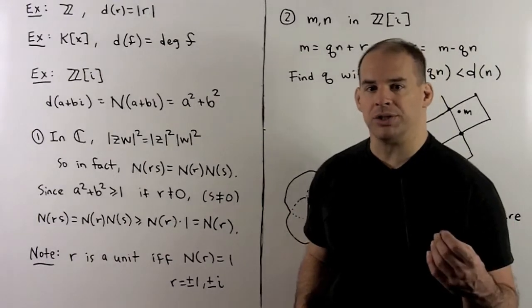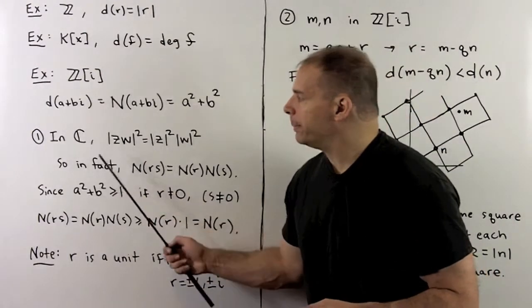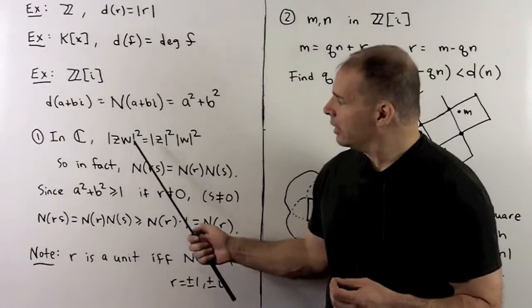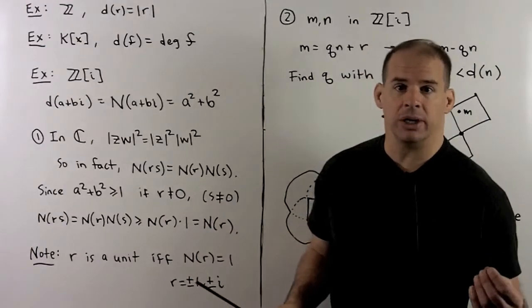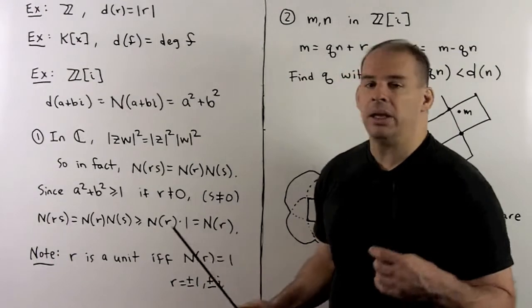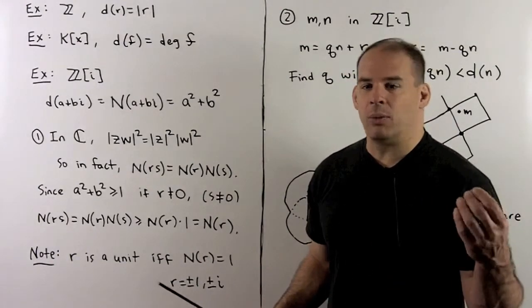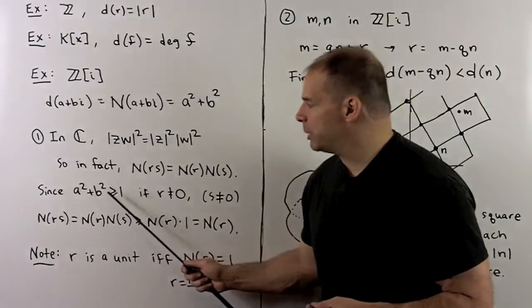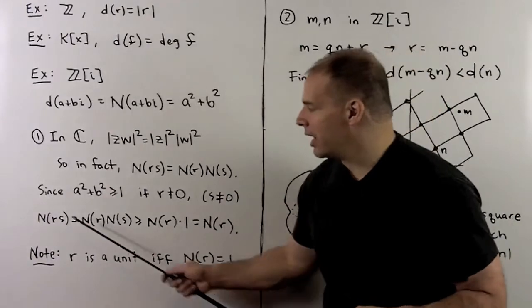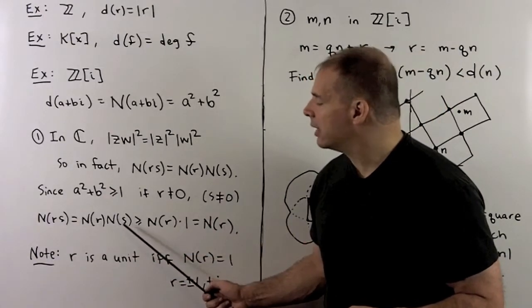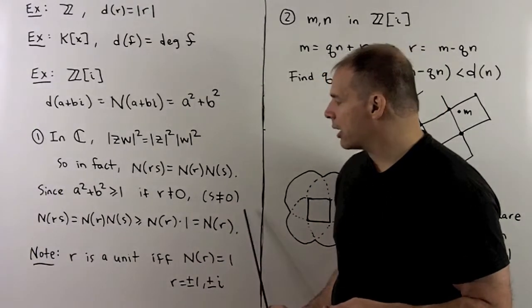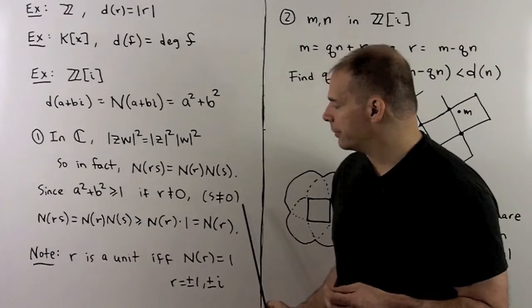Let's verify properties 1 and 2. For property 1, we're working with complex numbers, so we always have that modulus squared preserves multiplication. That means N of rs equals N of r times N of s. If we restrict to the Gaussian integers, then when r is non-zero, a squared plus b squared is greater than or equal to 1. If r and s are non-zero, then N of rs equals N of r times N of s, and N of s is greater than or equal to 1. So this is going to be greater than or equal to N of r. That's what we want to show for property 1.